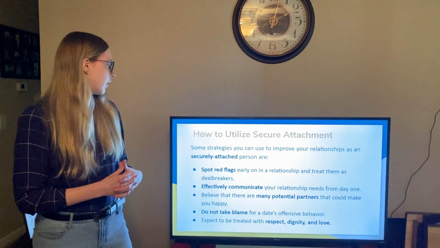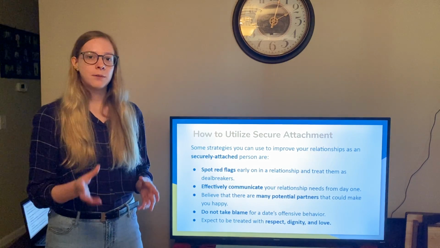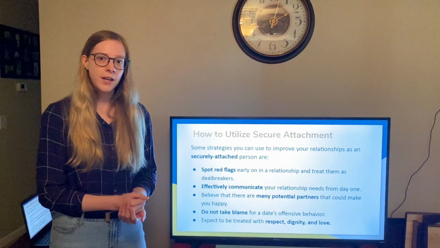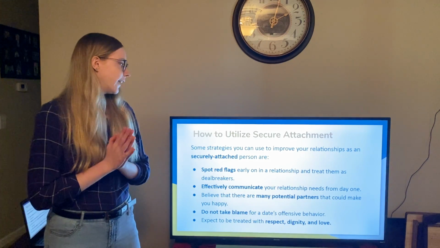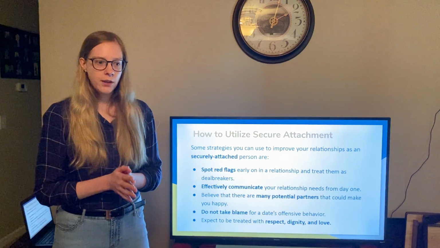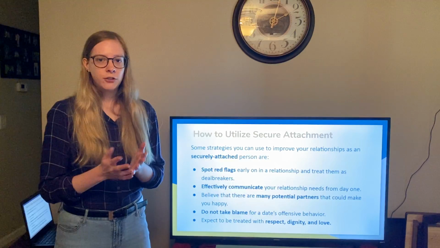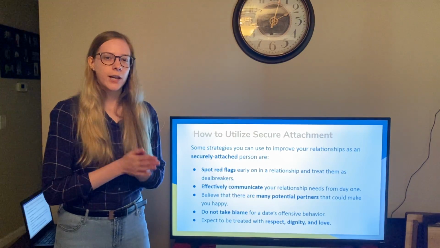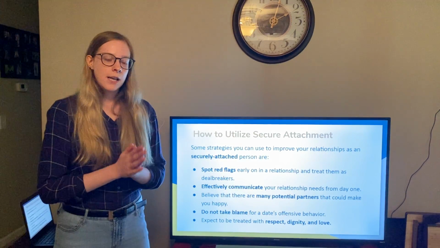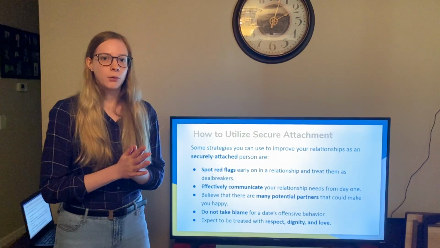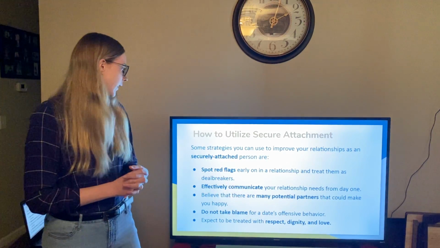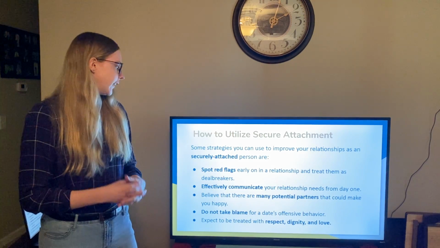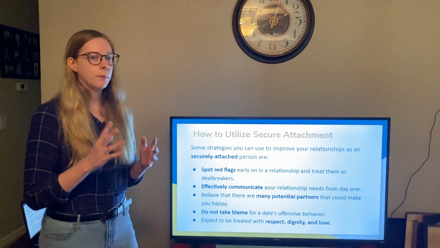So some tips for people with a secure attachment to make sure you stay secure and don't swing over to anxious or avoidant are to spot red flags early on in a relationship with someone. Similar to anxious, if you can tell someone is avoidant and they're not going to give you the support that you need, try and notice that early on so you don't get too involved with somebody who can't give you the support that you need. Next, like anxious, effectively communicate your relationship needs from the start.